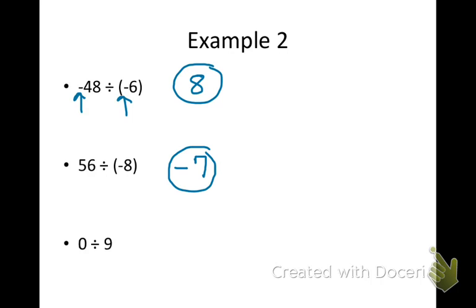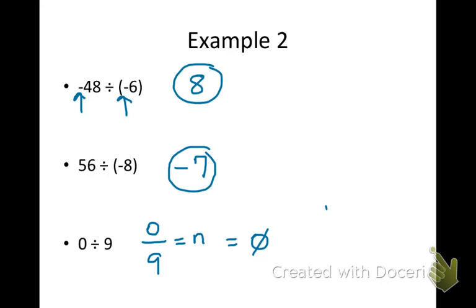0 divided by 9. I'm going to set this up like this for you. And I'm going to ask you what division means. Division means that we should have a number n such that when we multiply 9 times n, we should get the numerator. And what number times 9 will equal 0? The answer is 0. So 0 divided by 9 is 0.